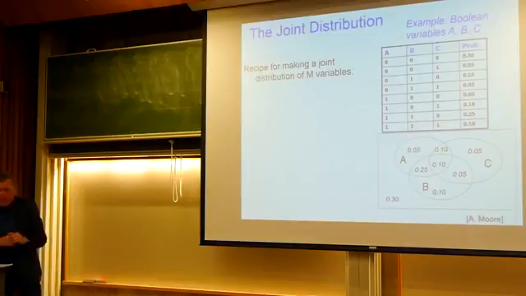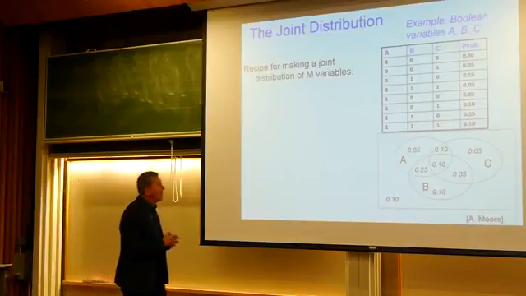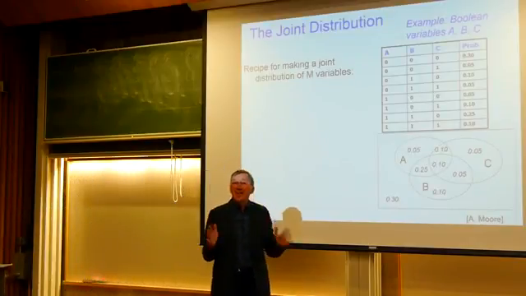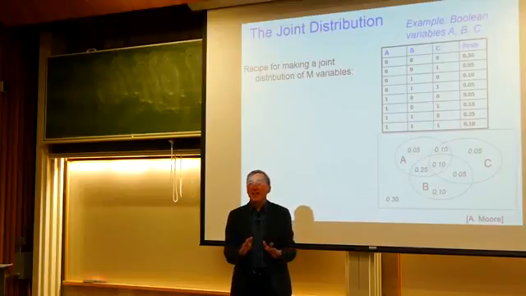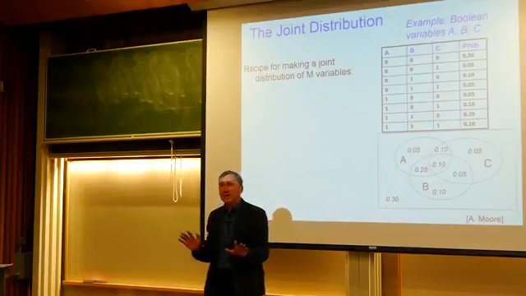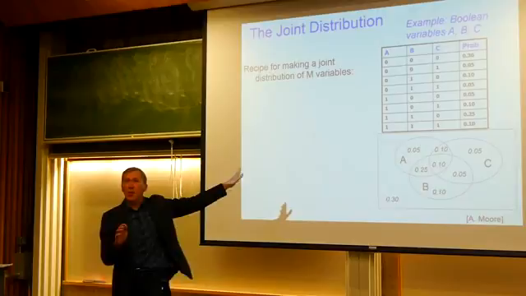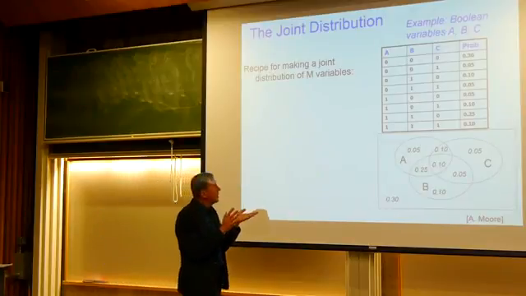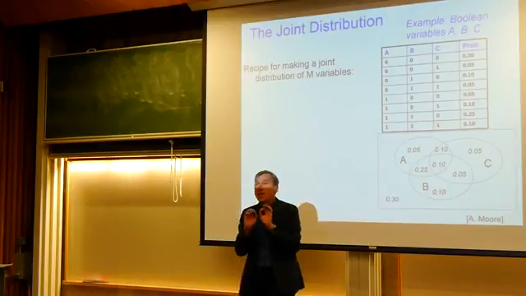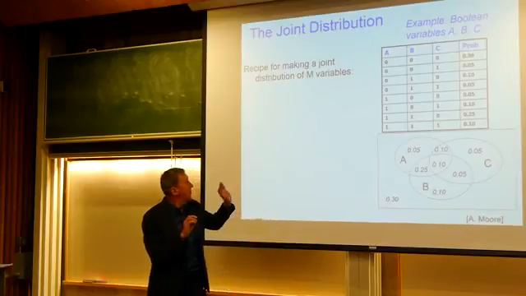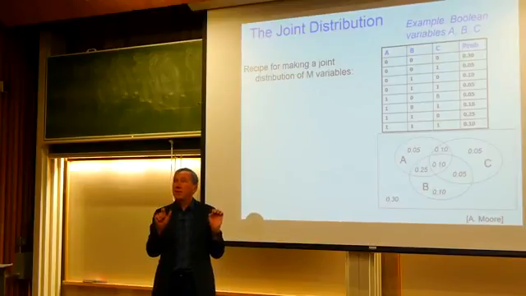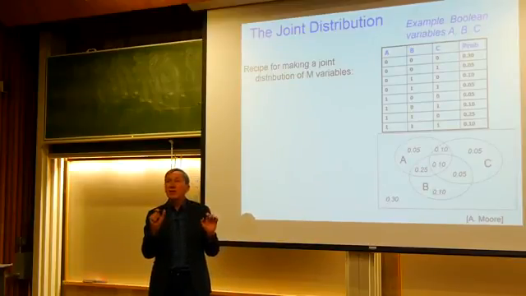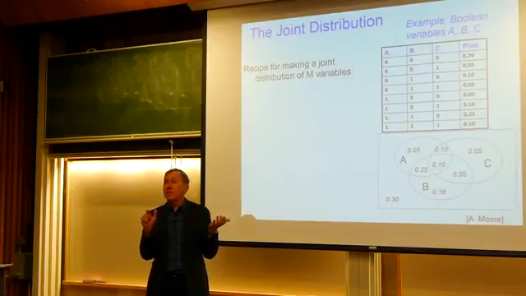Okay. So if we want to work with probabilities, then really the single most important thing to understand is joint probability distributions. And here is one. What is a joint probability distribution? It's just an assignment of probabilities to values for a collection of random variables.